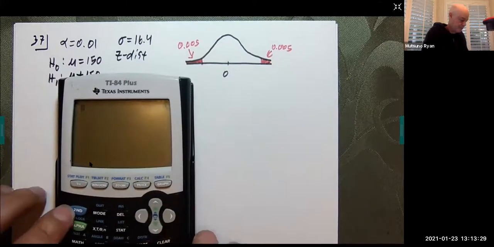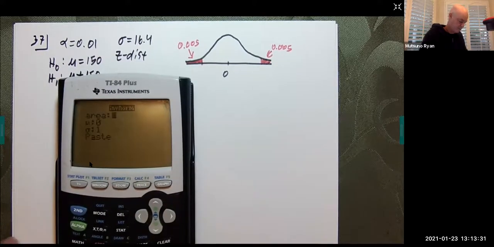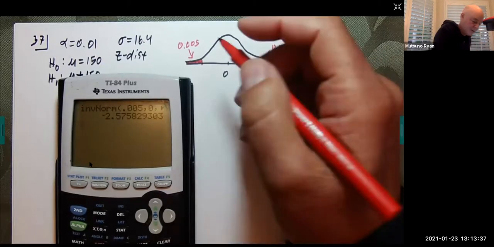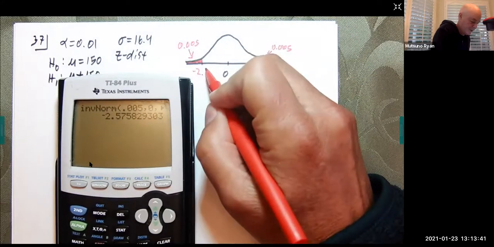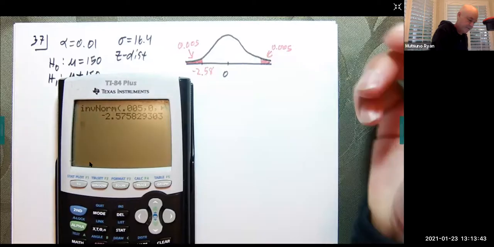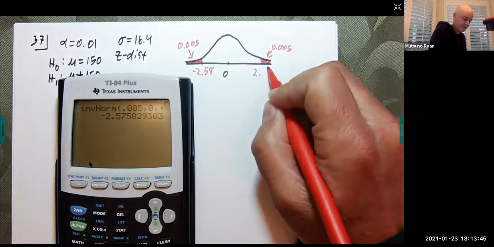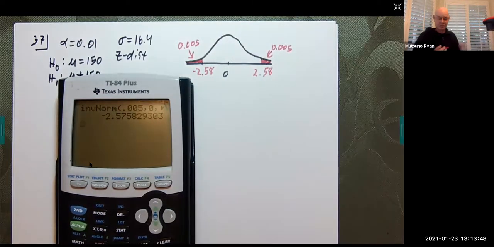So inverse norm, 0.005. Those are -2.58, we'll say. Making this one a positive 2.58. You inverse norm again and do the 1 minus trick. So there's our critical values.